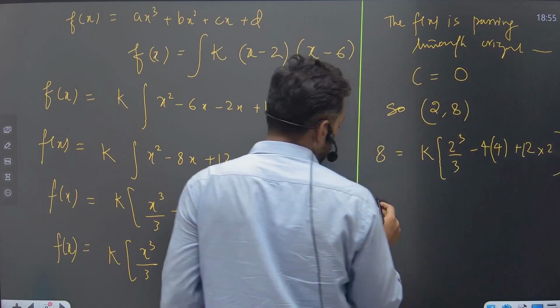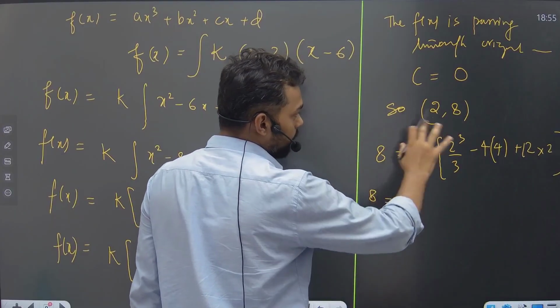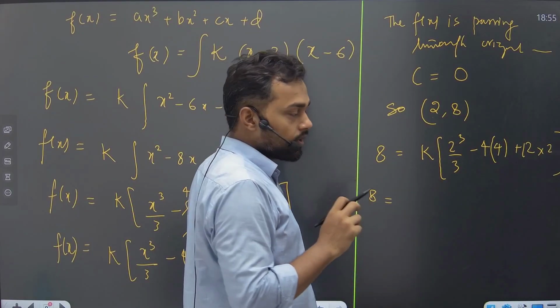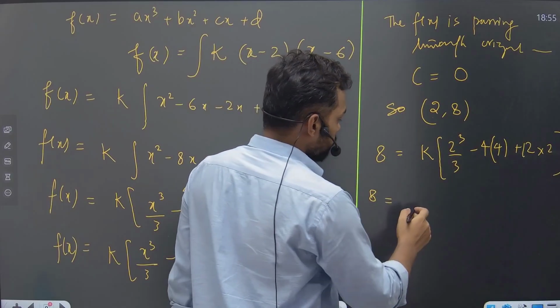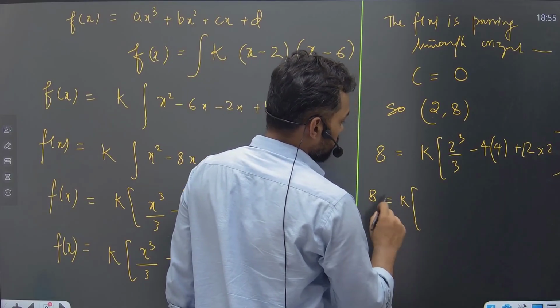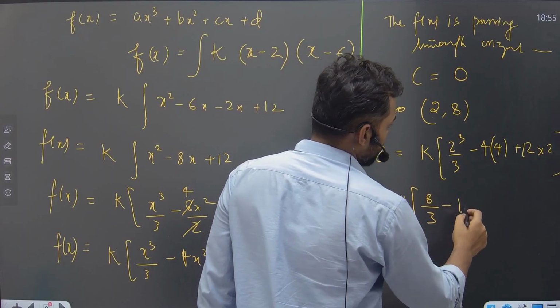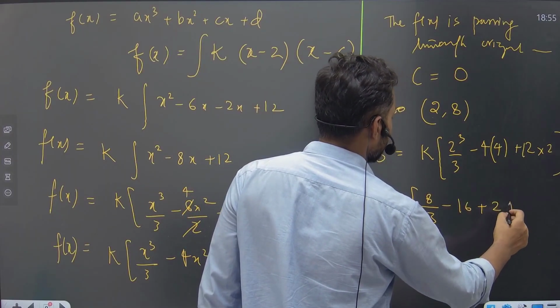So what are we getting here, and why are we plugging this value? To get the term k, we are plugging this value here. So 8 equals k times 8 by 3 minus 16 plus 24.